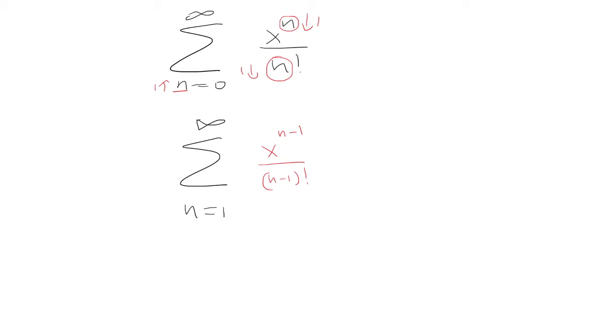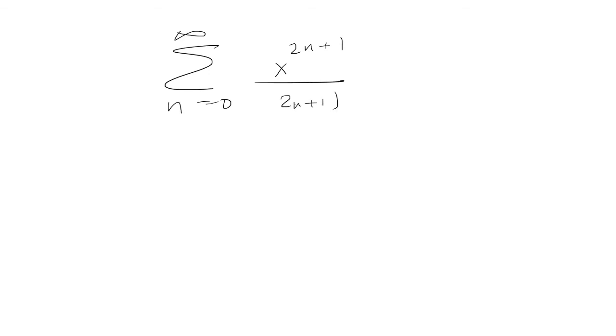But what happens if the coefficient is not 1? So let's look at another example. So we have the sum, n equals 0 to infinity. We have x to the 2n plus 1 over 2n plus 1 factorial.